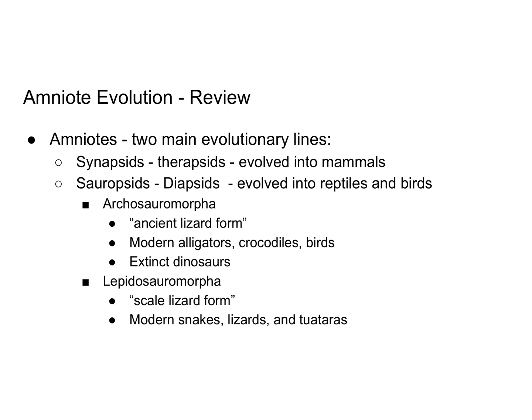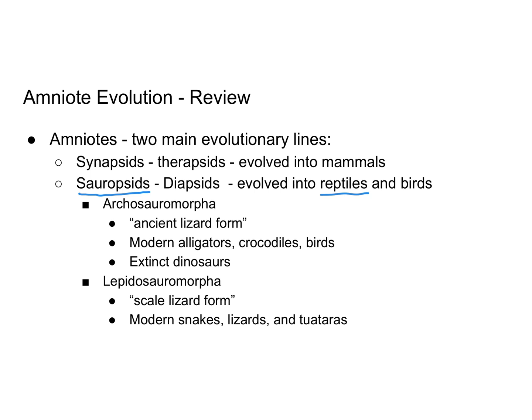In this video, we're going to focus on reptiles. As you may recall from the video on amniotes, there were two main evolutionary lines. There was the synapsids, which includes the therapsids, which evolved into mammals. But the one that we're going to focus on here is the sauropsid line, which evolved into diapsids, which evolved into reptiles. And then within the reptiles, there are two additional groupings.